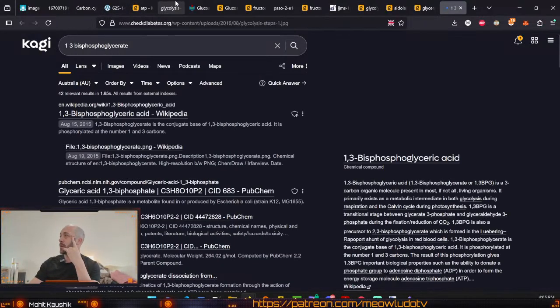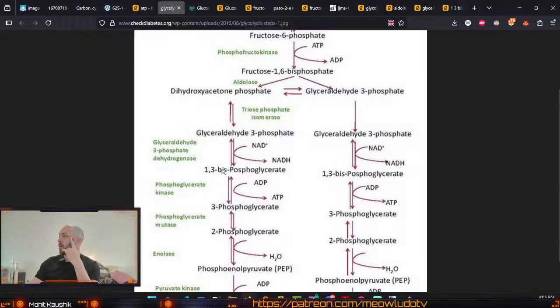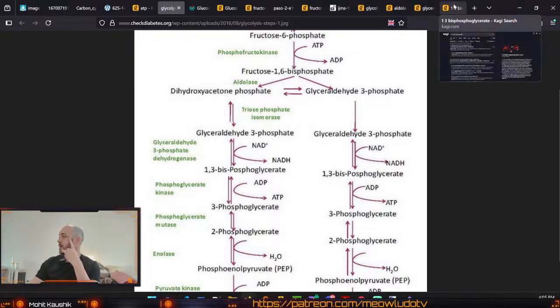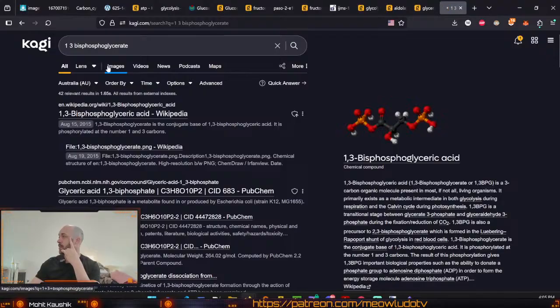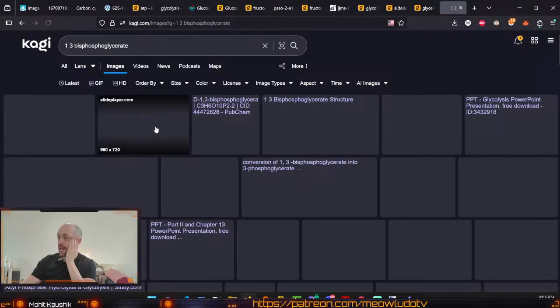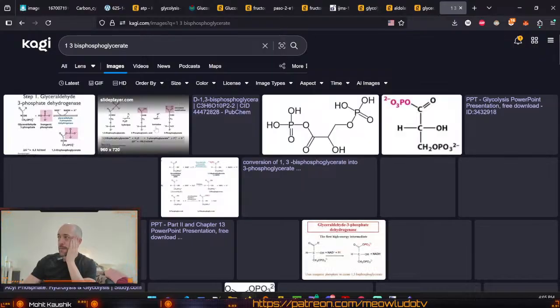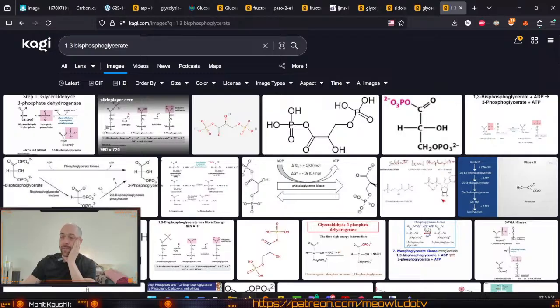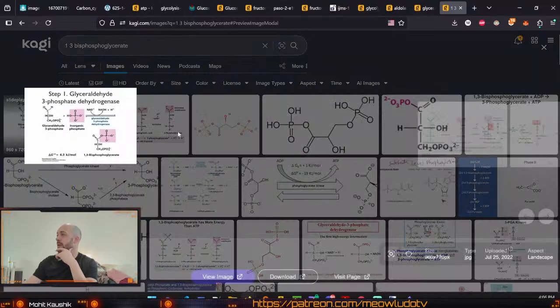Let's have a look. So this is the reaction we're looking at. We're going from 1,3-bisphosphoglycerate to 3-phosphoglycerate using phosphoglycerate kinase. The carbon skeleton is going to stay pretty much the same, I think, but we're going to be harvesting little bits of energy. So glyceraldehyde, this is what we're looking at.